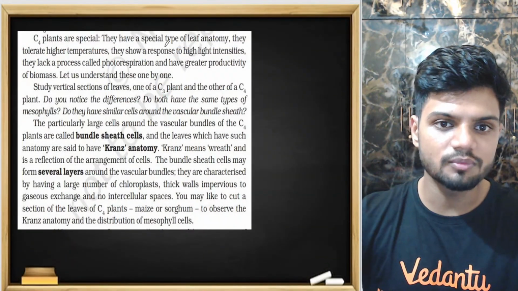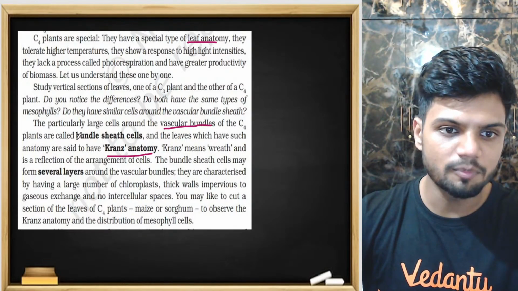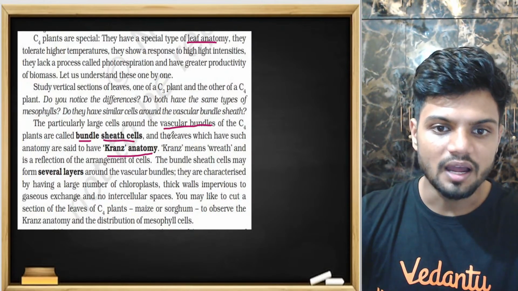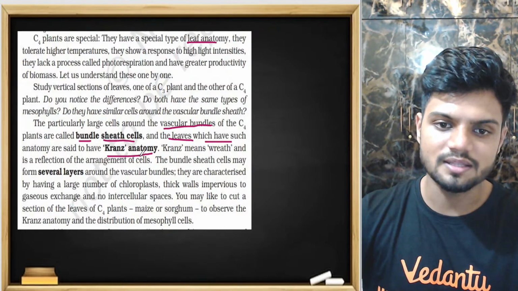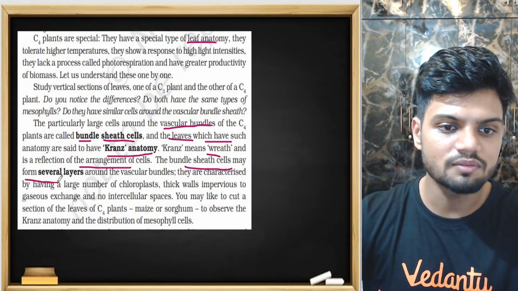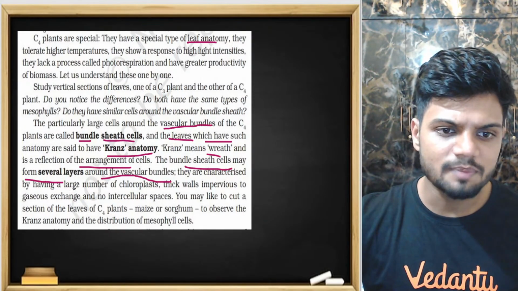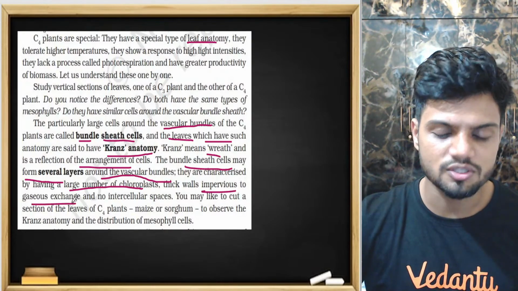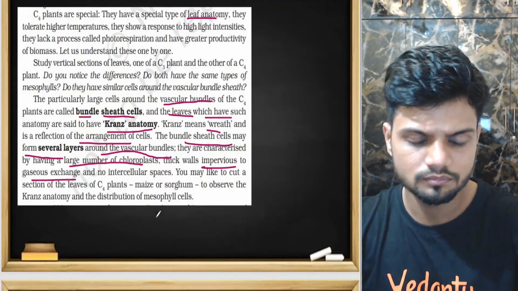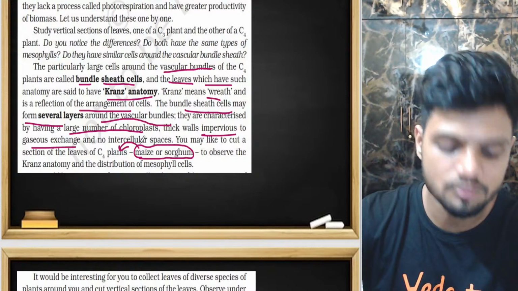C4 plants are special. They have a special type of leaf anatomy. Okay, that is called Kranz anatomy, where the vascular bundles of C4 plants are surrounded by bundle sheath cells, and leaves which have such anatomy are called Kranz anatomy. Kranz means wreath. The bundle sheath cells may form several layers around the vascular bundle. They are characterized by having a large number of chloroplasts, thick walls, impervious to gas exchange. That's why they say oxygen cannot enter inside the bundle sheath. Okay. Examples are given here. Maize and sorghum are examples of C4 plants.